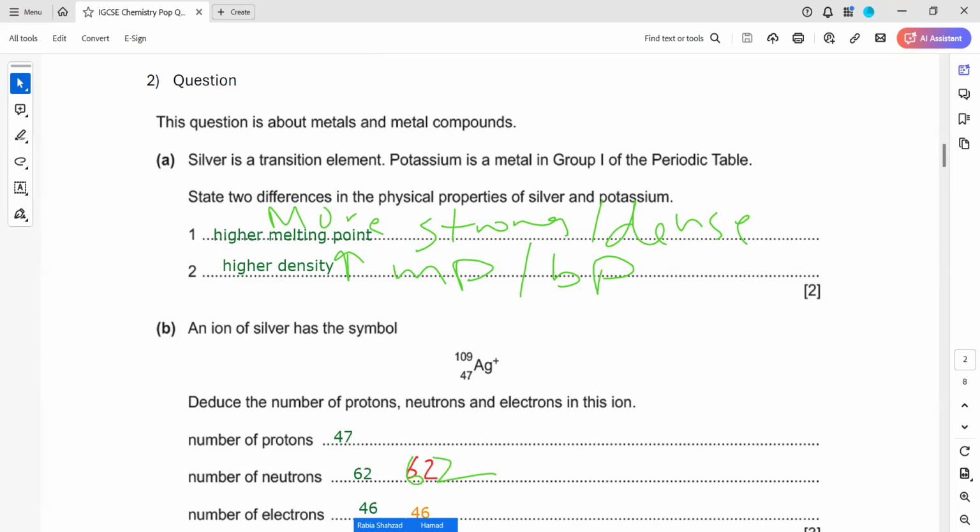The next is the number of protons, that is 47. Neutrons, the difference is therefore 109 minus 47. And the last, because it is a positive ion, it will have one less electron. So 46 electrons are there.